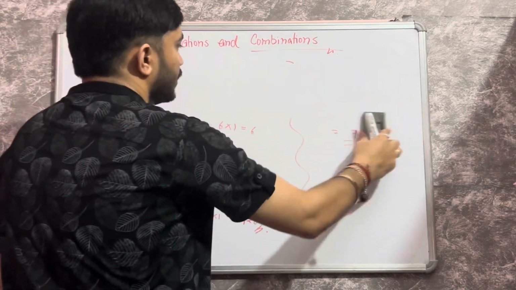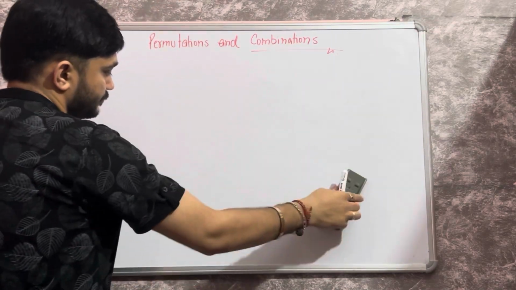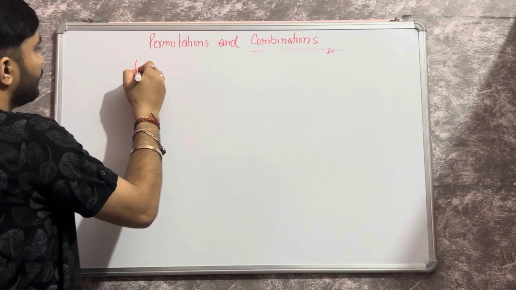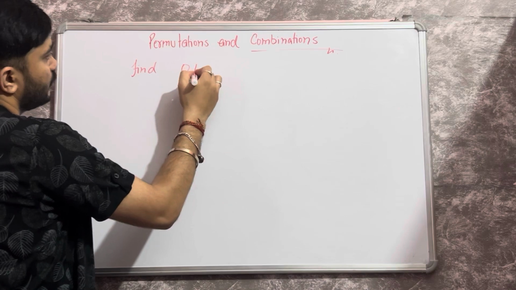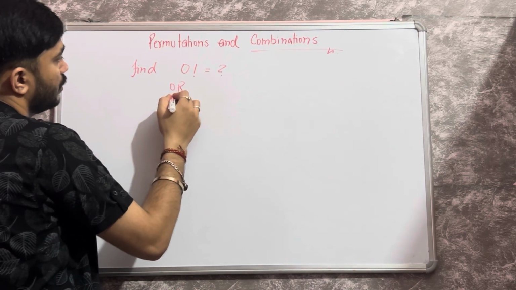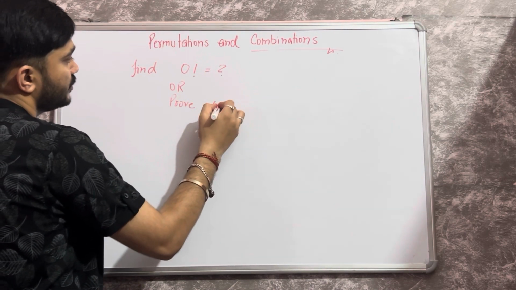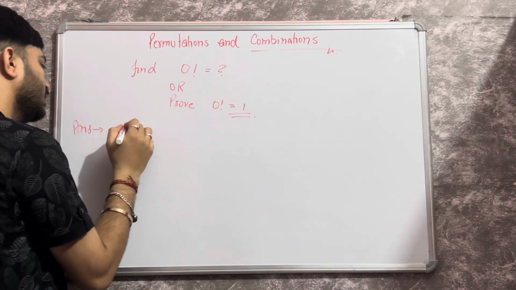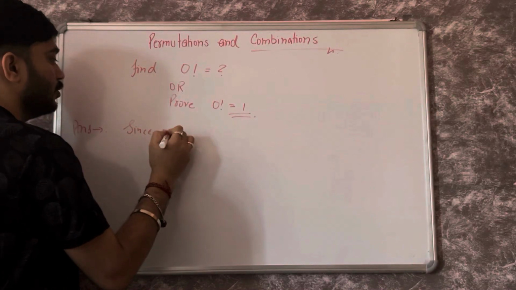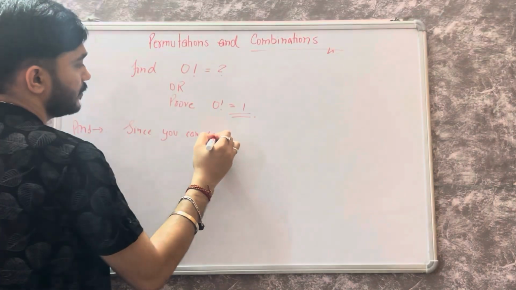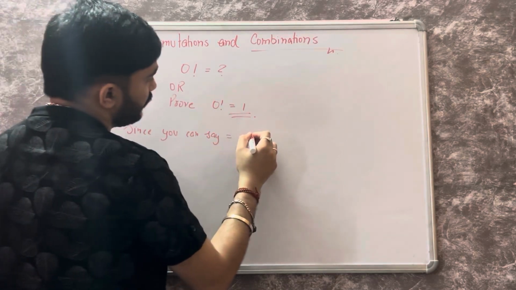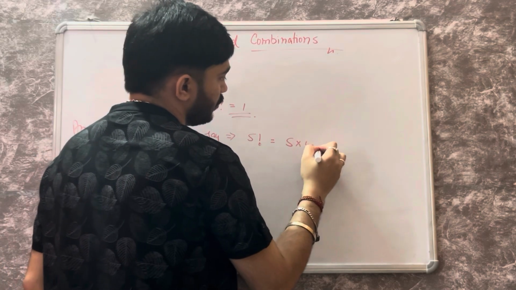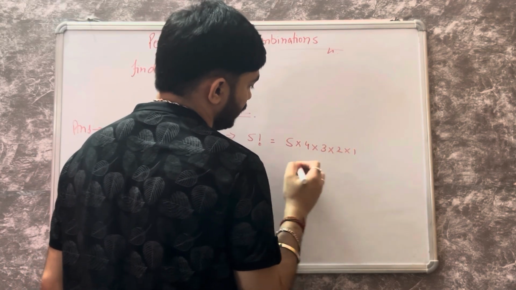Now, moving forward, you have to prove something sometime. The examiner may ask, what is the value of 0 factorial? That is, the examiner may ask you, find 0 factorial or prove 0 factorial is equal to 1. How can you prove it? Since 5 factorial is equal to 5 into 4 into 3 into 2 into 1. You can say this or not?